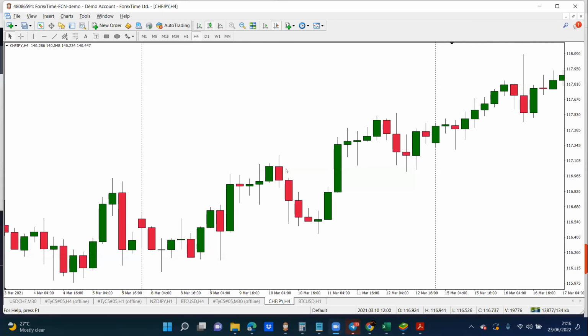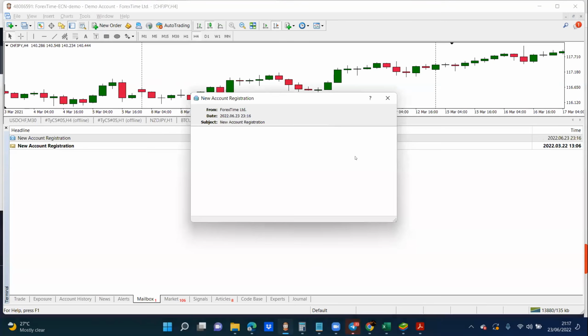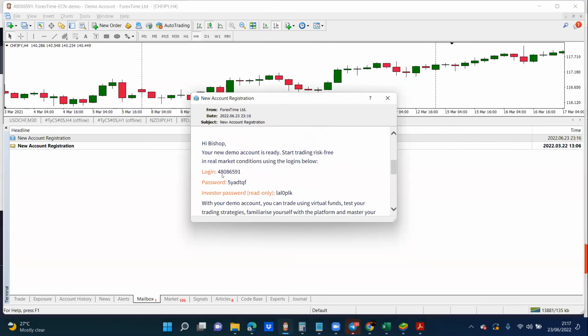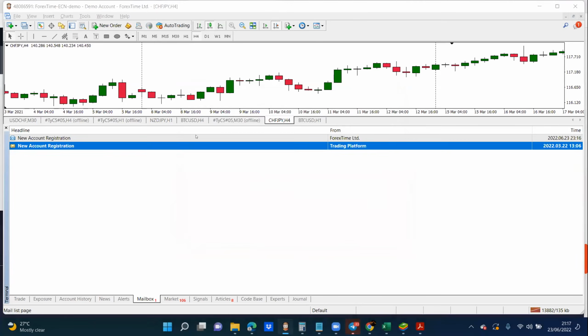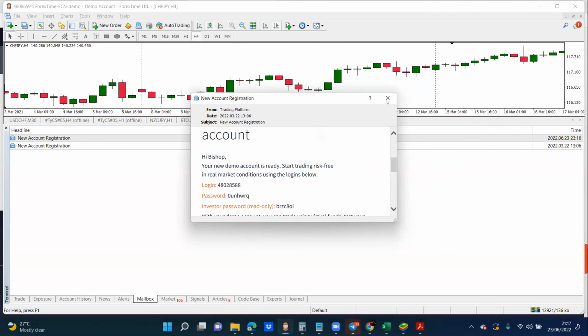You will get an email. Click on Control T. Same time, Control T. So here I got a message telling me that I have a new account registration. Here you have my login details, my password, and so on. Of course, they'll welcome me and tell me everything. So there you have it. I now have an account with them.